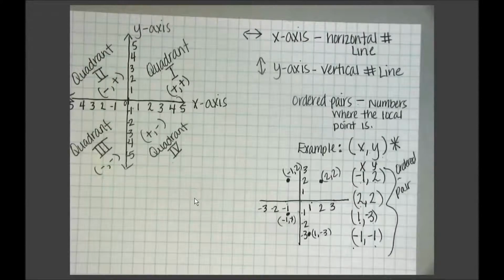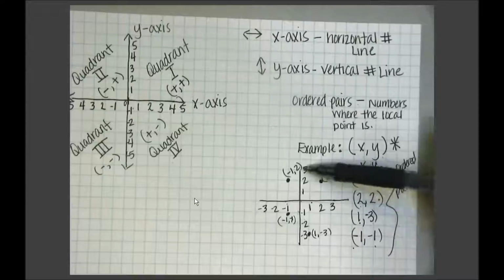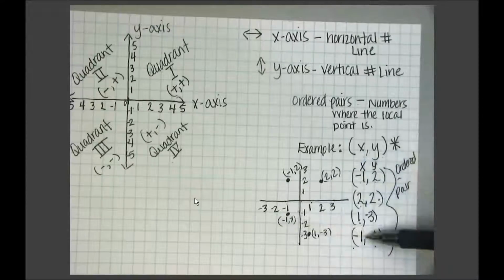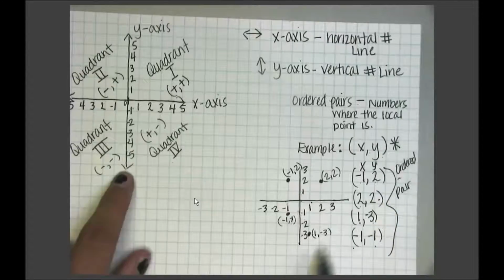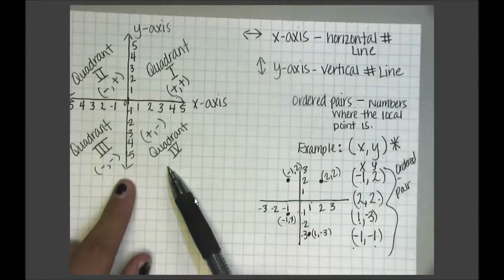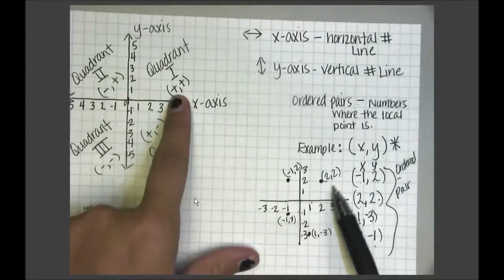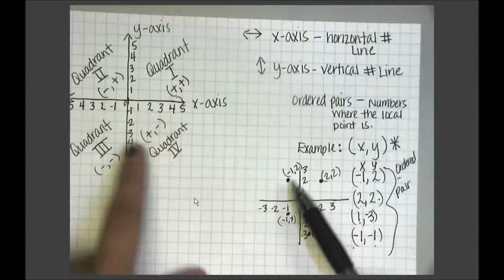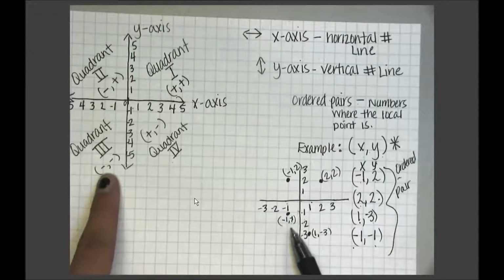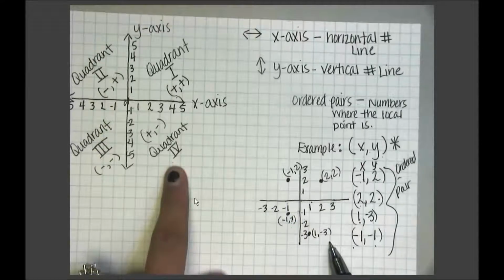Now I can see that this one is in quadrant 1. This one is in quadrant 2. This one is in quadrant 3, and this one is in quadrant 4. And if you look back to my beginning graph, they correspond with the ones that we told you. Just like this, these two are both positive. This is negative and then positive. Both negative, and positive and negative.